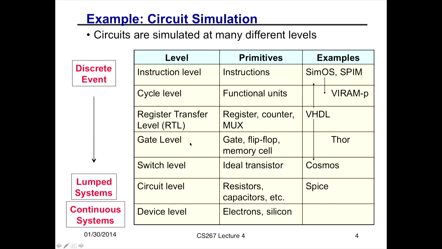You could go all the way down to a gate, so a single 0 or a 1, and those are the flip-flops and memory cells. And there are more tools there. You could do it transistor by transistor. So those are all discrete.